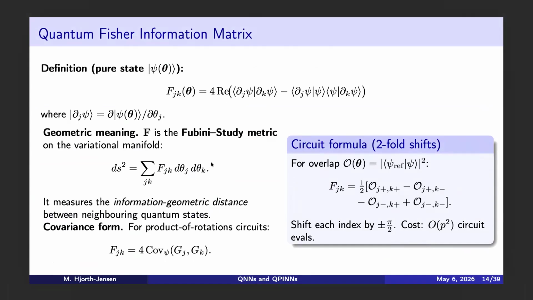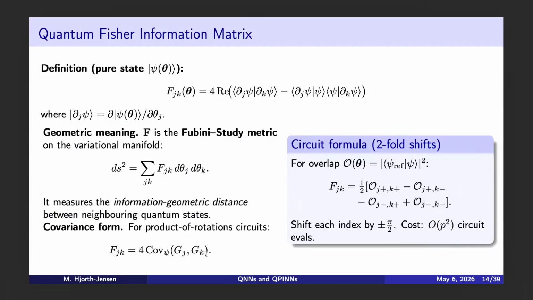So what we have is a geometric meaning, which means that we have a metric where we can optimize, and from a quantum information point of view, it measures what's called the information geometric distance between neighboring quantum states. And it's actually related to the covariance of these rotational circuits.